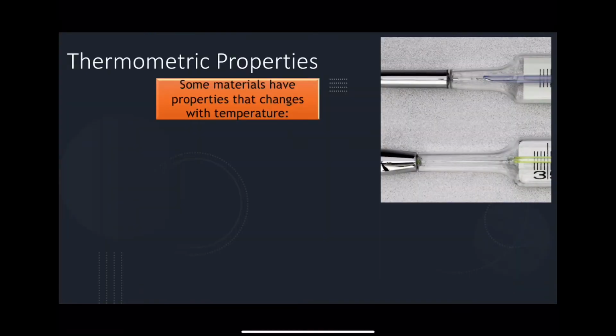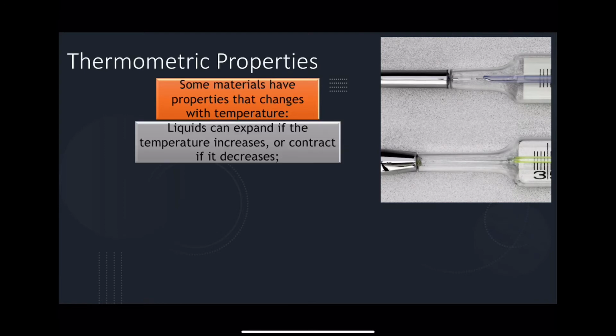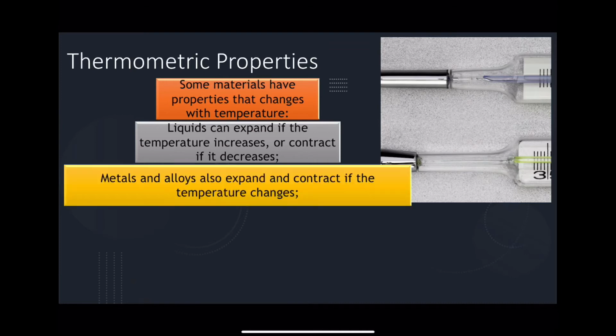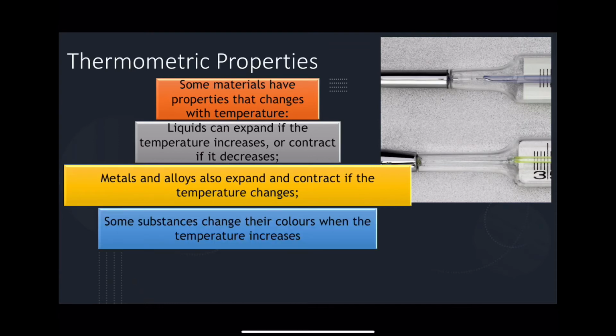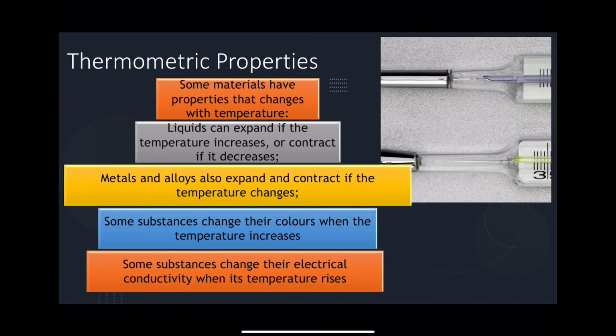Thermometric properties. Some materials have properties that change with temperature. Liquids can expand if the temperature increases or contract if it decreases. Metals and alloys also expand and contract if the temperature changes. Some substances change their colors when temperature increases. Some substances change their electrical conductivity when its temperature changes.